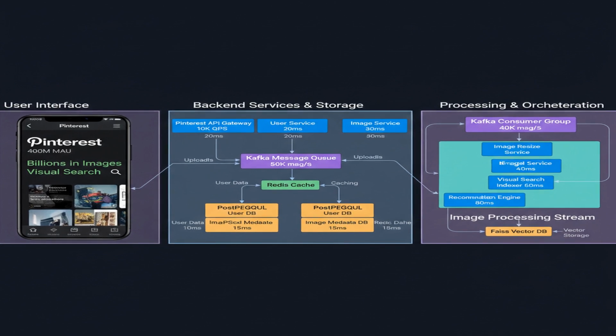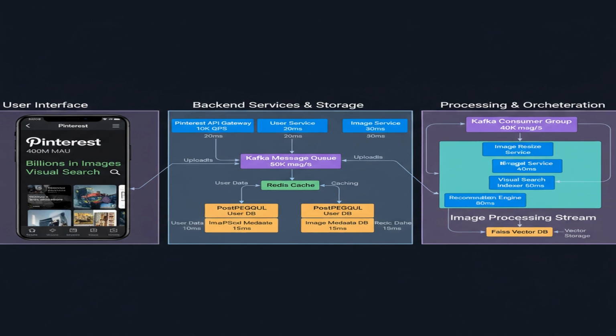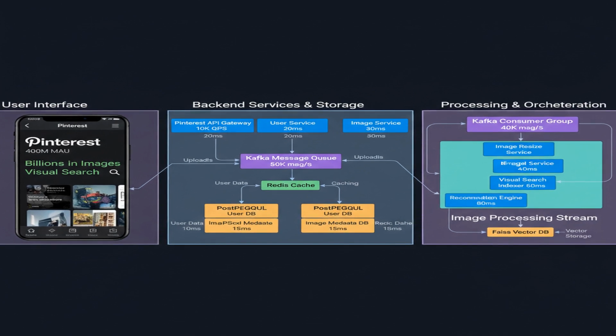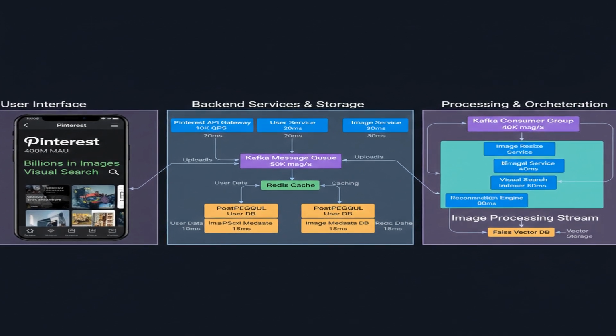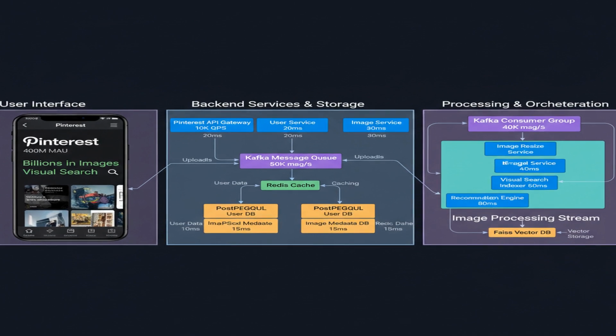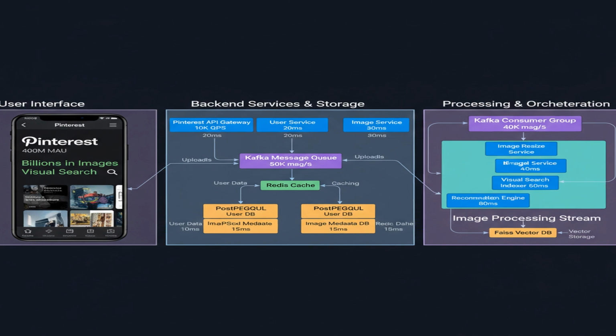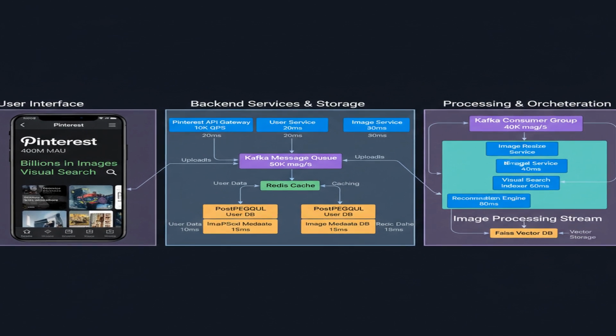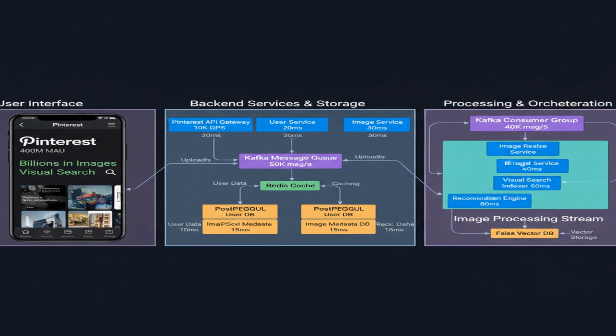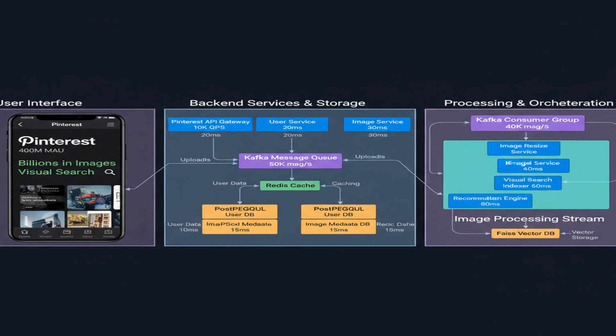Here's what 90% of engineers get wrong when designing a visual search system. The secret is understanding the trade-offs between accuracy, speed, and cost. By the end of this video, you'll know exactly how to build a system that powers visual search at scale, just like Pinterest and Google Lens.